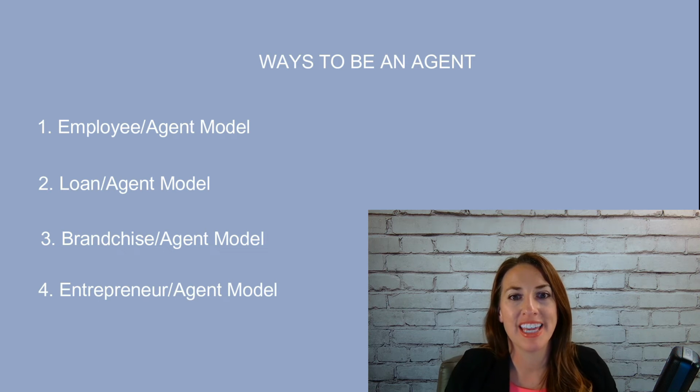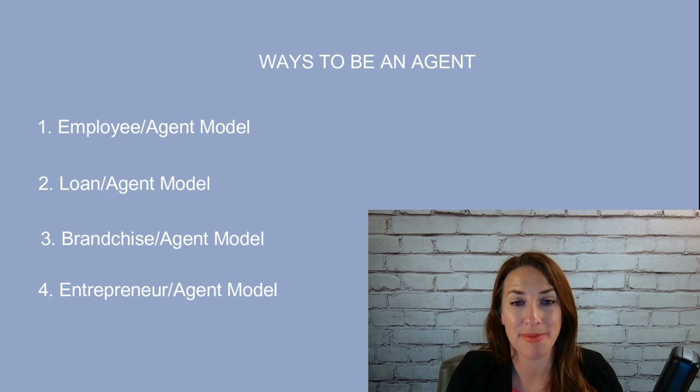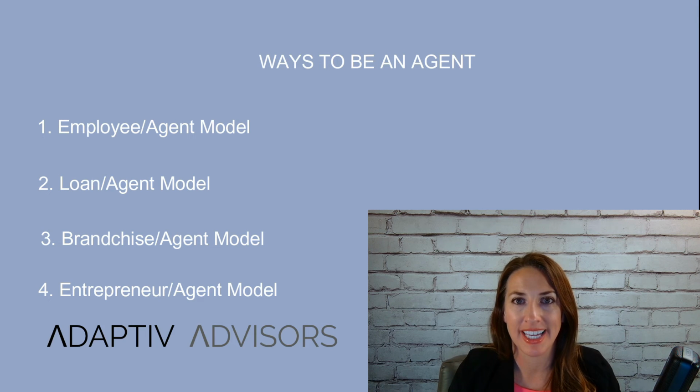Lastly, we have the entrepreneur agent model. This is where you create your own company, your own brand, and you market your services as your own company. In this model, you make agreements directly with master agencies and you get to keep the largest cut of your commissions. An example of this is my company, Adaptive Advisors. There are pros and cons to all those different models, and there's not one model that is universally the best model since everyone's needs and skill sets are different.